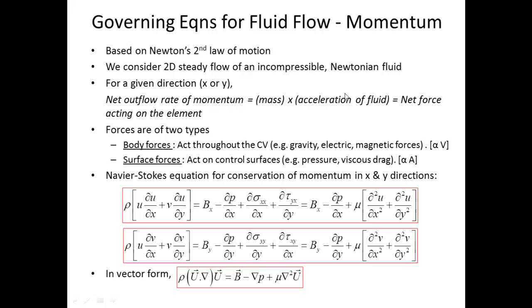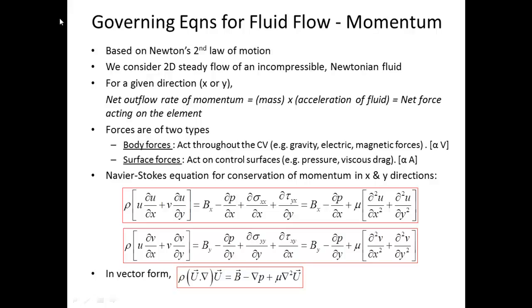As we have seen in the first slide, we are going to describe the momentum conservation equation based on Newton's second law of motion, and here again we are going to make the assumption of a 2D steady and incompressible flow of a Newtonian fluid. Now, since we have two directions to consider, that is x and y, we need to have a different equation in each of these directions, so that we have an x momentum conservation and a y momentum conservation.